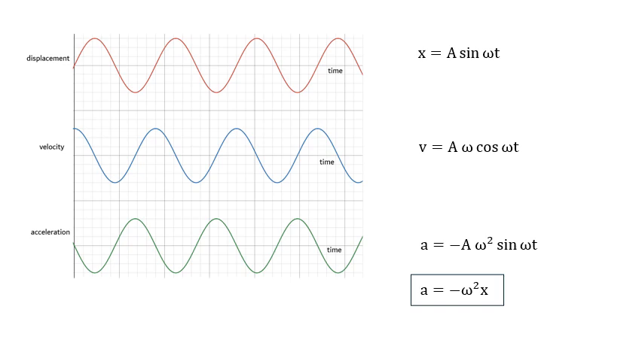What we can do to simplify it is this expression here. We can substitute for A sine omega t, and we get this very important expression, a equals minus omega squared x. Now remember that omega is a constant, so a equals minus a constant times x. So what's the relationship between acceleration and displacement? They are proportional to each other, but in opposite directions. If one's positive, then the other's negative.